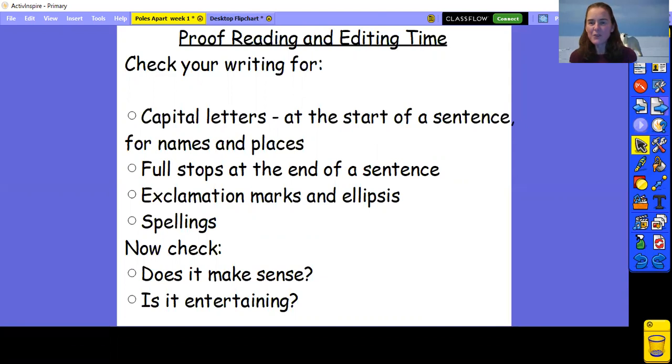So I look forward to seeing what you have written today. You can send your stories so far to us on the Year 2 email. And next week, we will be writing a little bit more of our story.